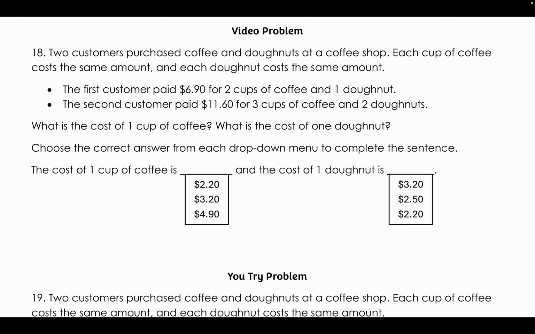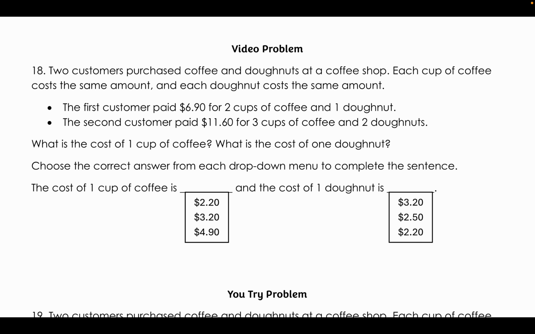So we want to know the cost of a coffee and the donut. So there's 2 things that we're talking about. I'm going to set X equal to the coffee and Y to be the donut.